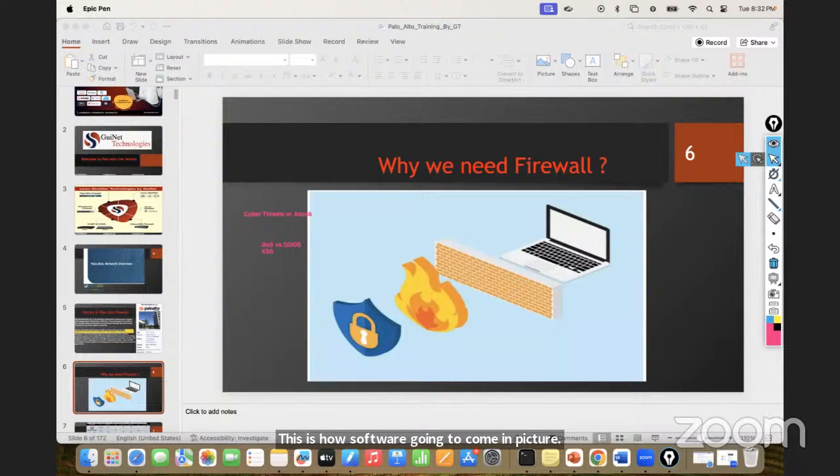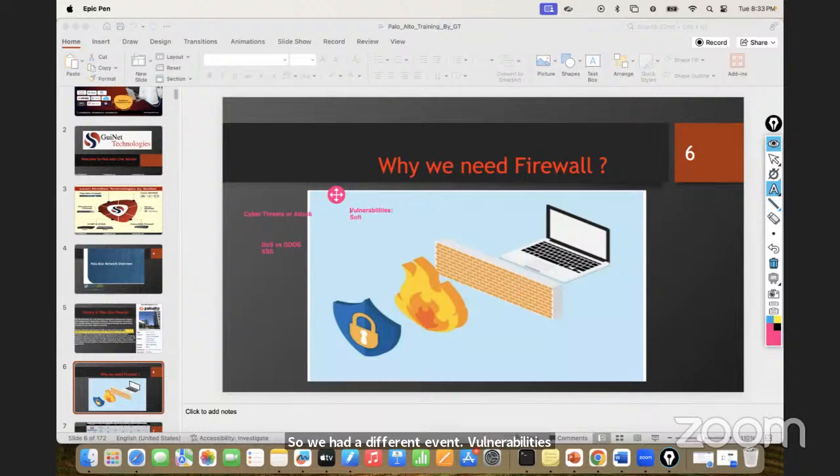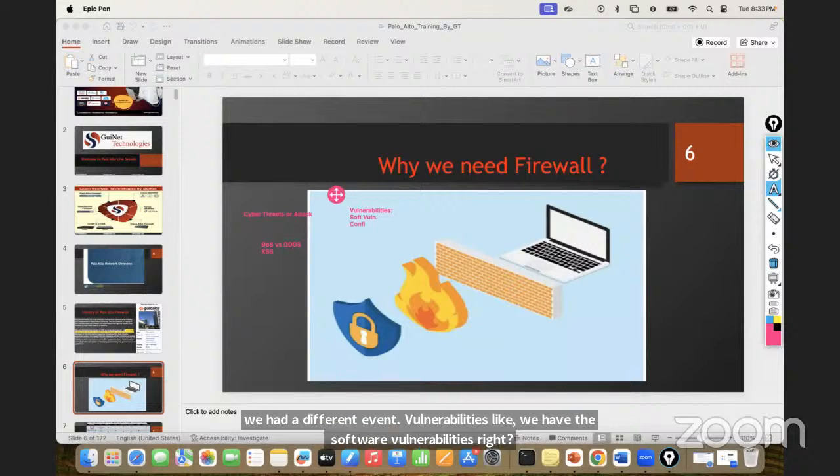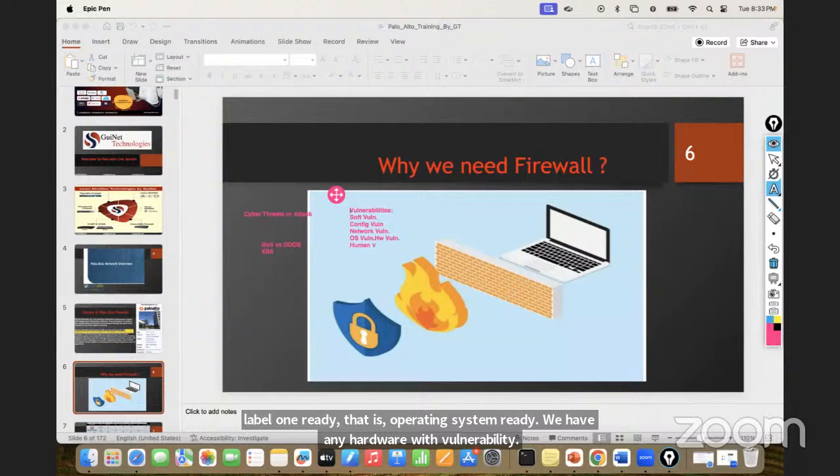Now we have another concept, that is configuration vulnerability, right? We have network vulnerability, operating system vulnerability, hardware vulnerability, and human vulnerability as well, as I gave in the examples. So we have different types of vulnerability, and we have to protect against all of them. Let me write it here, what I'm trying to make a point. We have software vulnerabilities, configuration vulnerability, network vulnerability, OS level vulnerability, that is operating system vulnerability, hardware based vulnerability, human based vulnerability, etc.